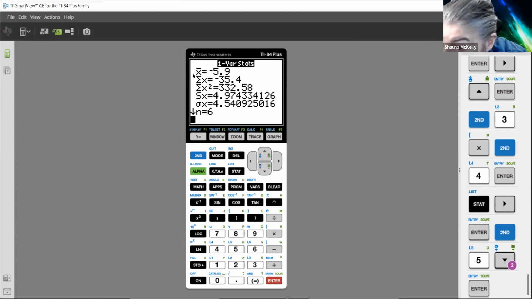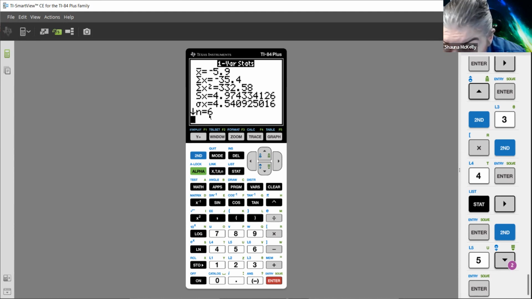I want the sum of this. So I want the second thing on my list, which is negative 35.4. It's what I have on my list. I got the same thing, yeah. And if you take that, it tells you n is 6.